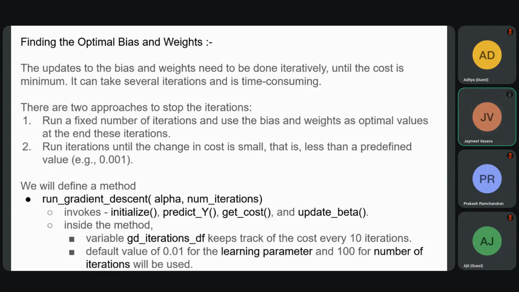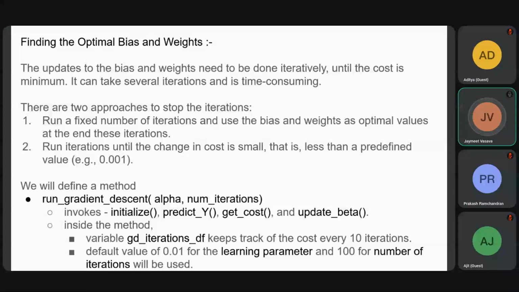So as we went for a learning rate of 0.01, we can also go for a slower learning rate of 0.001. We'll define a method to get the values of the optimal bias and weights. We'll define a method called run gradient descent, which will accept the parameters of learning rate and the number of iterations.